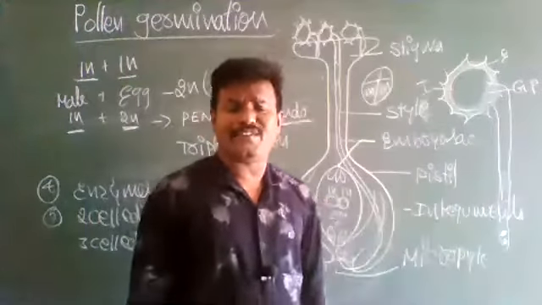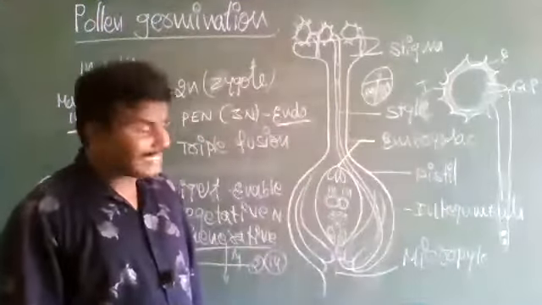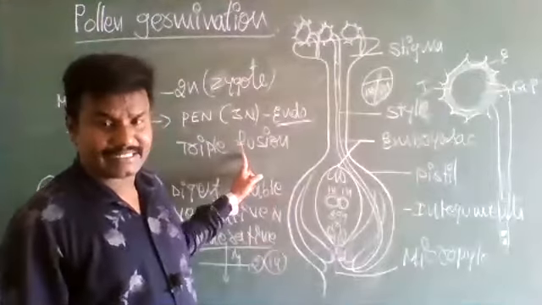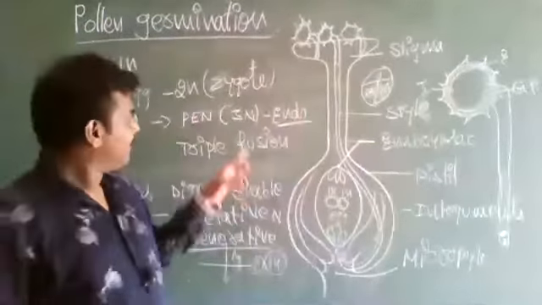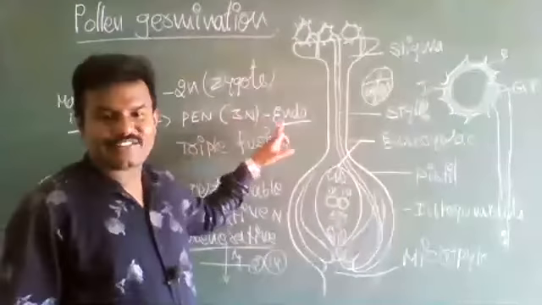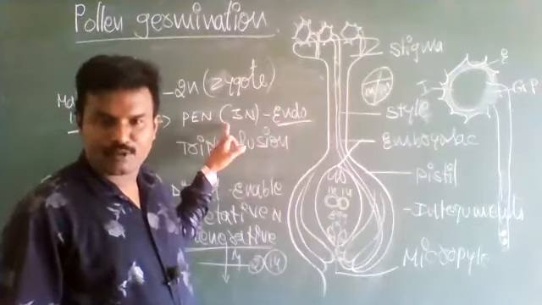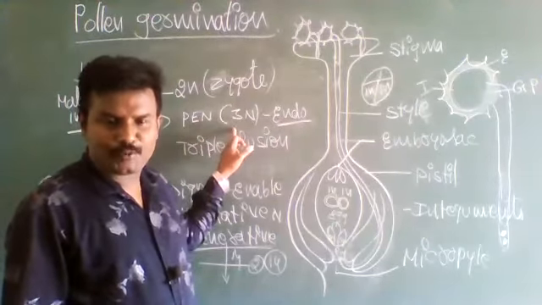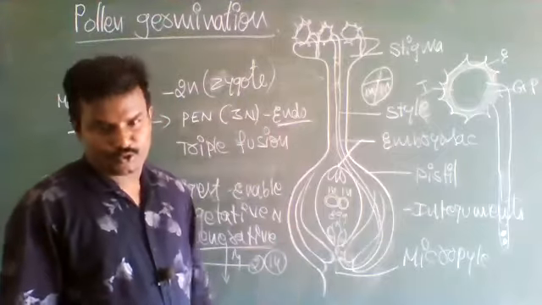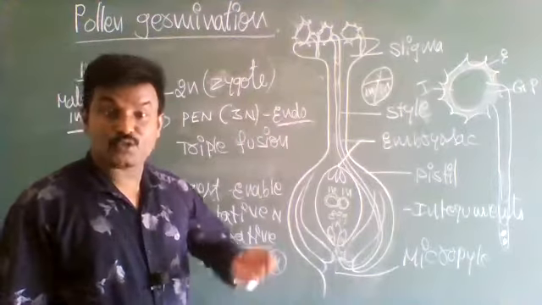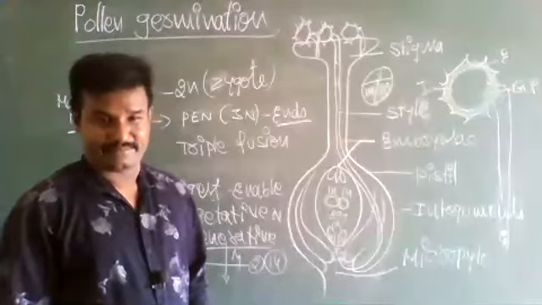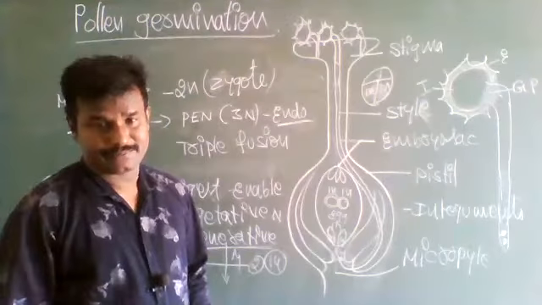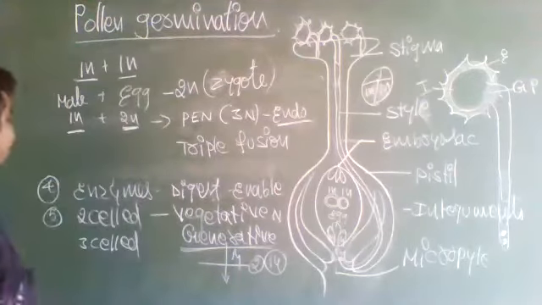What is the importance of triple fusion? As a result of triple fusion, the triploid primary endosperm nucleus is formed. This primary endosperm nucleus gradually turns into the endosperm. The endosperm stores the food material in some of the seeds. Okay, that is the importance. That is the explanation about triple fusion.